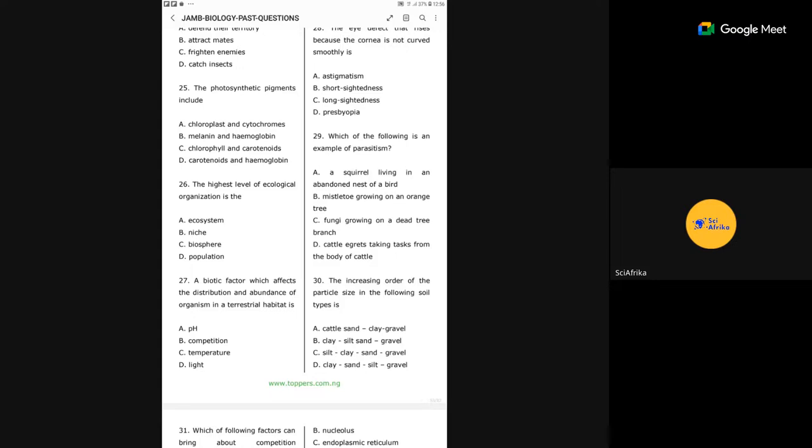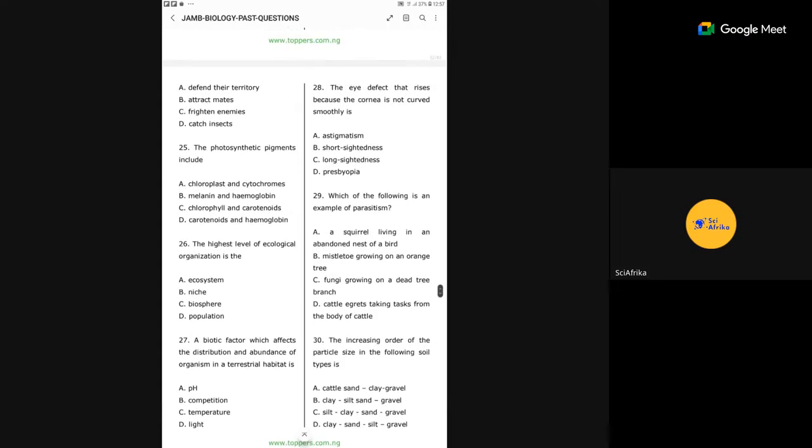The answer to this question is temperature. Temperature affects the distribution of organisms in a terrestrial ecosystem. For example, when a place is so hot, we'll find some organisms in those regions. At the same time, in a cold environment, we also have organisms suitable for that particular environment. So temperature affects how many organisms we have. That's the abundance. It also affects the distribution. Are they sparse? Are they many? Are they scanty? So the distribution and the abundance are both determined by the temperature of the terrestrial ecosystem.